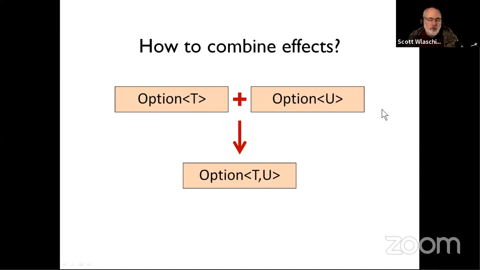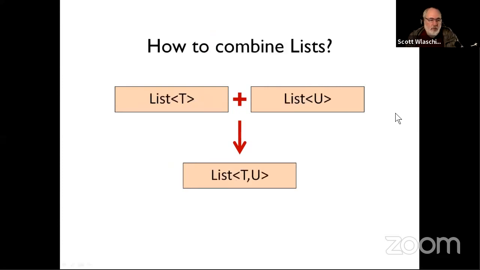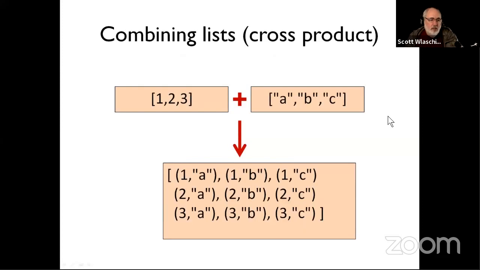And like you have two options and you want to make a bigger option out of both of them, like an int and a string or something. Let's say one of them is missing, then the whole thing is missing. You have two lists and you want to combine two lists. There's actually two different ways of doing that.